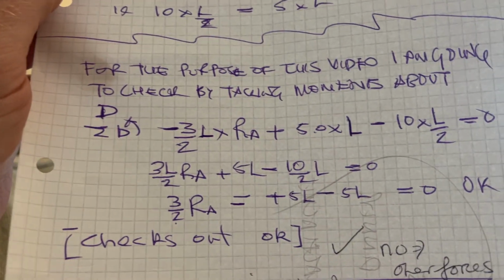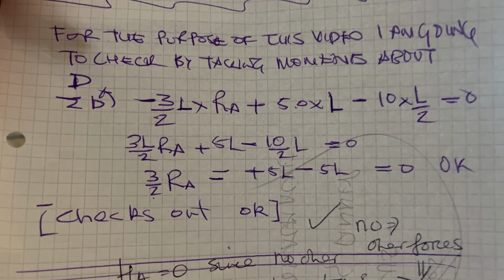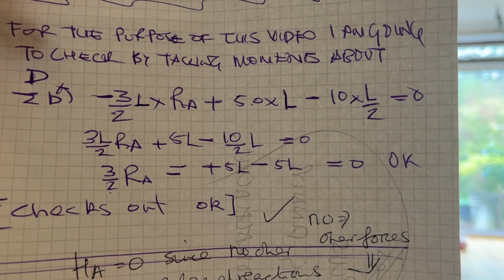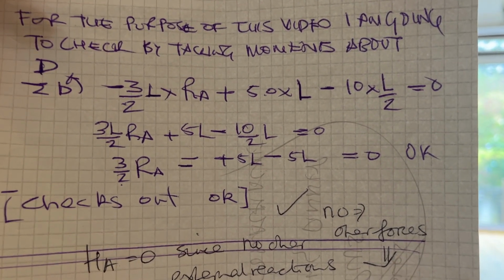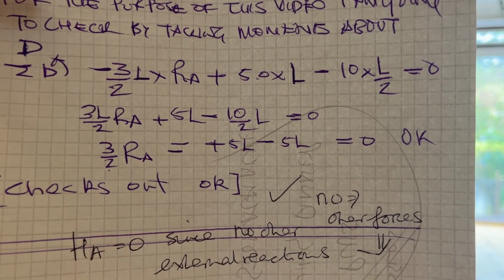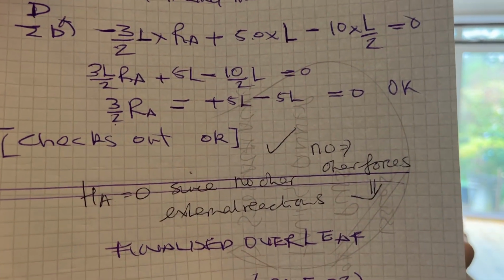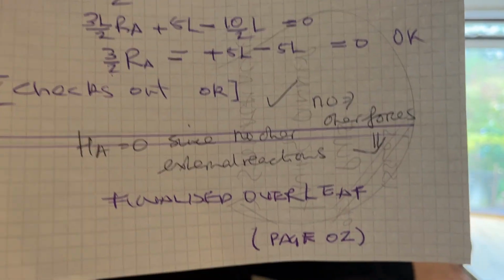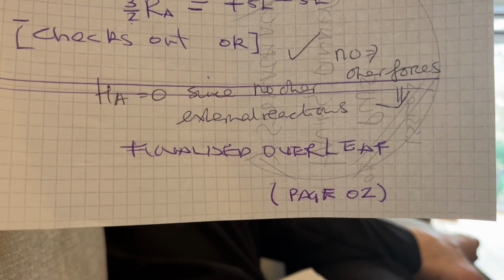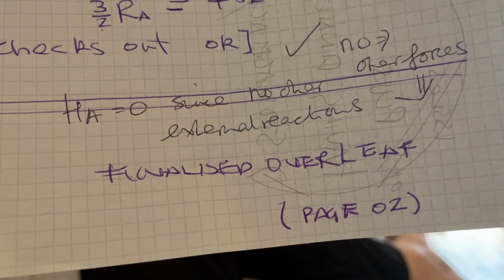For the purpose of this video, I'm going to check by taking moments about D. So minus 3L over 2 times RA plus 5L minus 10 times L over 2 equals 0. 3 over 2 RA equals 5L minus 5L equals 0. That means that RA equals 0, so the check comes out okay. HA equals 0 since there are no other external horizontal reactions.